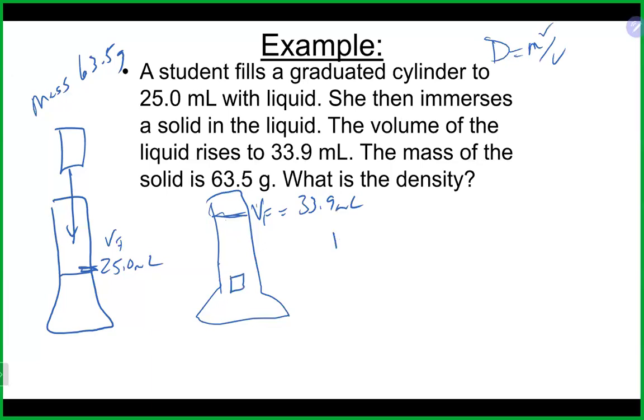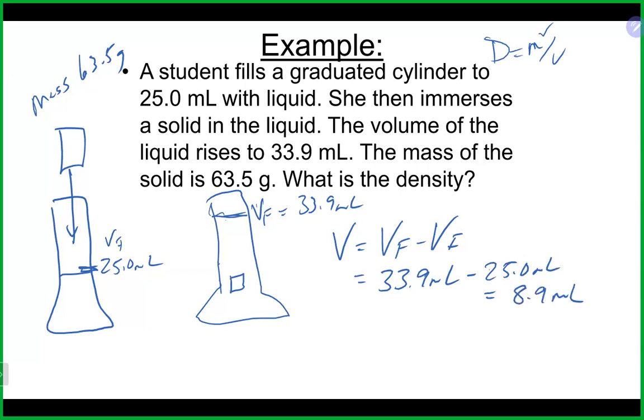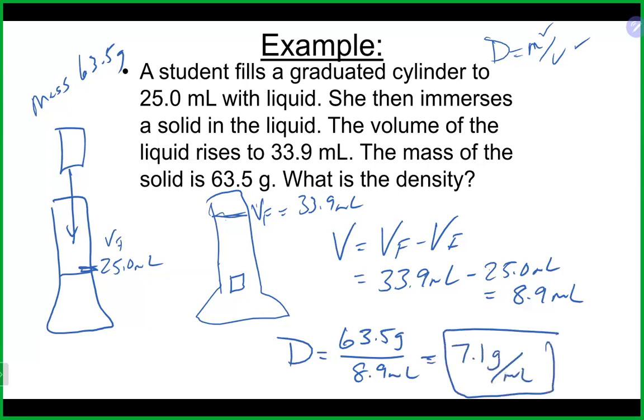So our volume would be our final volume minus our initial volume. That's 33.9 milliliters minus 25 milliliters, which gives us 8.9 milliliters, I believe. Now we have the volume. We can calculate the density of our object by taking 63.5 grams divided by 8.9 milliliters. And that is going to give us 7.1 grams per milliliter as our final answer here. Any questions on the calculation?